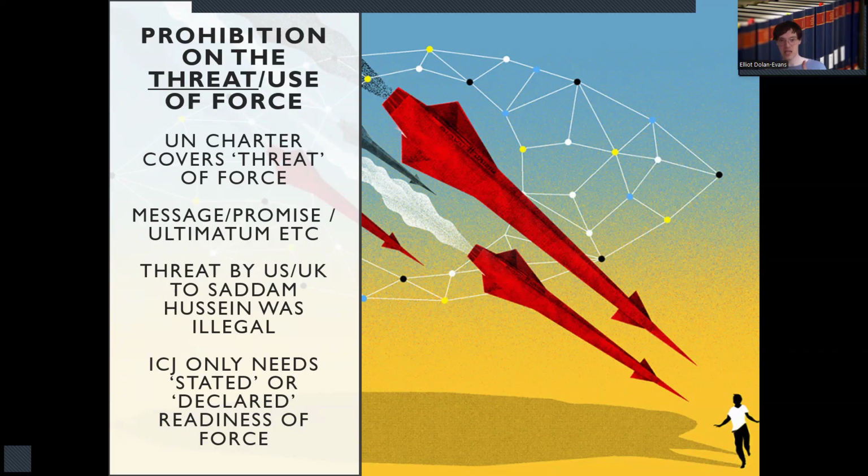And this particular manifestation of force has been defined elsewhere as a message, which is explicit or implicit, formulated by a decision maker and directed to a target audience, indicating that force will be used if a rule or demand is not complied with, as well as an express or implied promise by a government of a resort to force conditional on non-acceptance of certain demands of that government. So on this basis, the ultimatum given by the United States and the United Kingdom in 2003, prior to the invasion of Iraq, for Saddam Hussein to leave the country or be forcibly removed was unlawful.